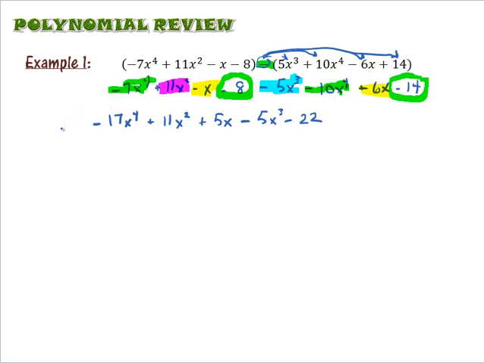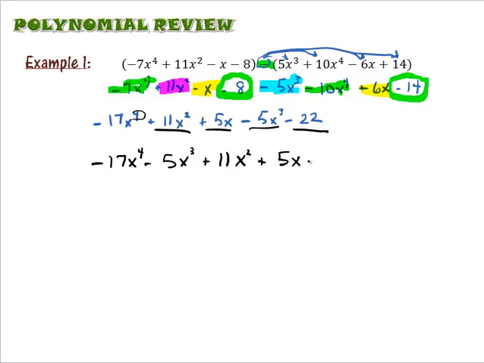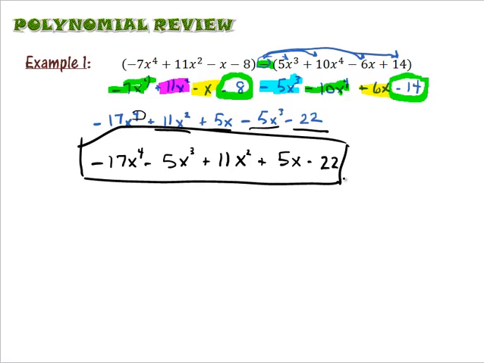Now typically we put these in descending order, which means by the exponent. So I'm going to look at the highest exponent, that's to the fourth. So I'm going to write that one first. The next highest exponent is that one, negative 5x to the third. Then 11x to the second. Then 5x. And then minus 22. And that is my simplified polynomial that I've actually subtracted but turned into addition and combined the like terms.